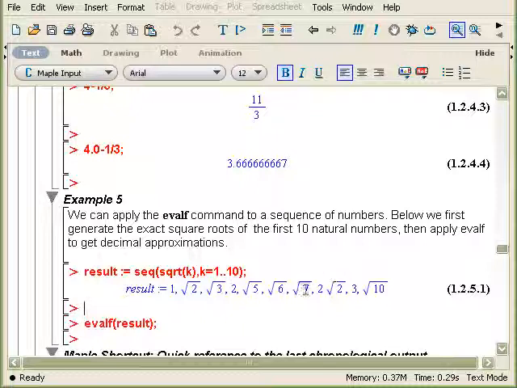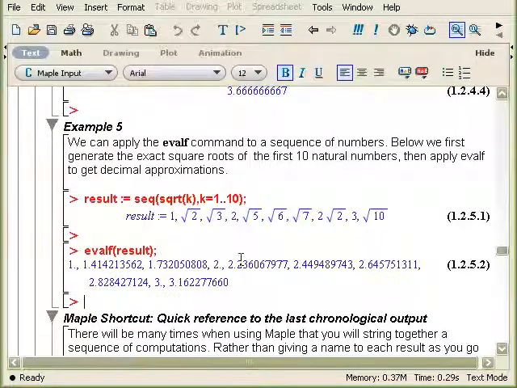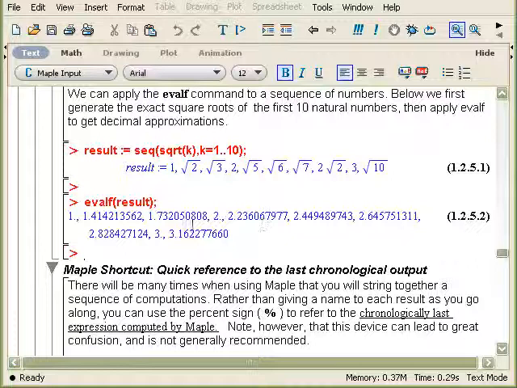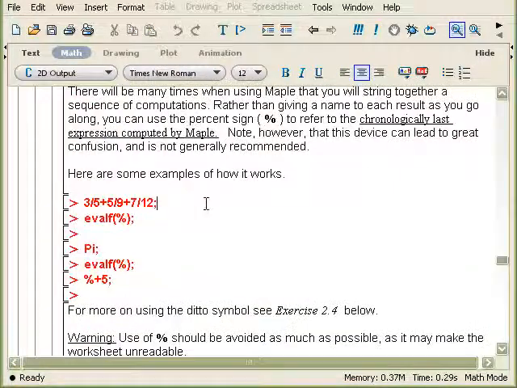Okay, how about sequence result? These are just a regular result. And how about the approximation of it, decimal notation, using evalf, that one? Then it gives you all this decimal notation for that.